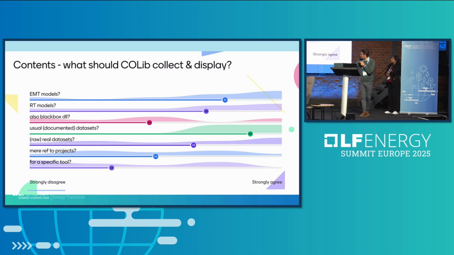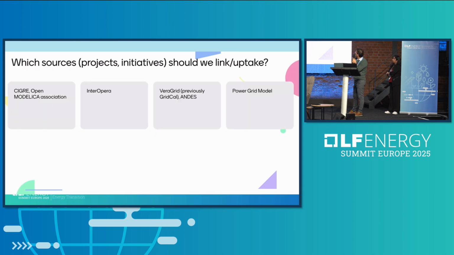There were also some inputs about where we should focus the contents of COLib. We got that it's very useful to have EMT, but also RMS and real-time models, and quite some inputs on using datasets with these models in COLib, so that people can take them and use real datasets already tuned for particular use cases. And yes, I think this is yours.